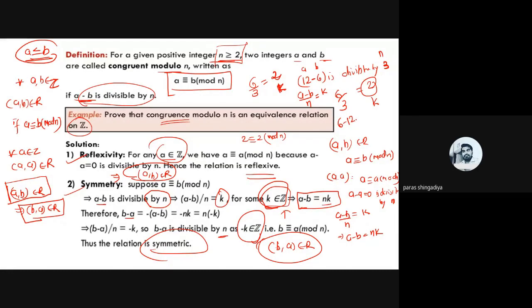So now we consider 6 minus 12. Is 6 minus 12 divisible by 3 or not, okay? So it is also correct. That will be minus 6 you will get, okay? Divide by 3 and you will get minus 2. Clear? So here I use this form here.